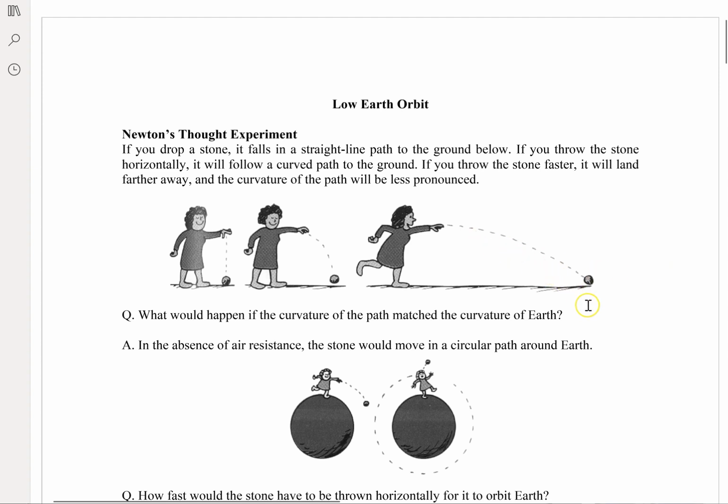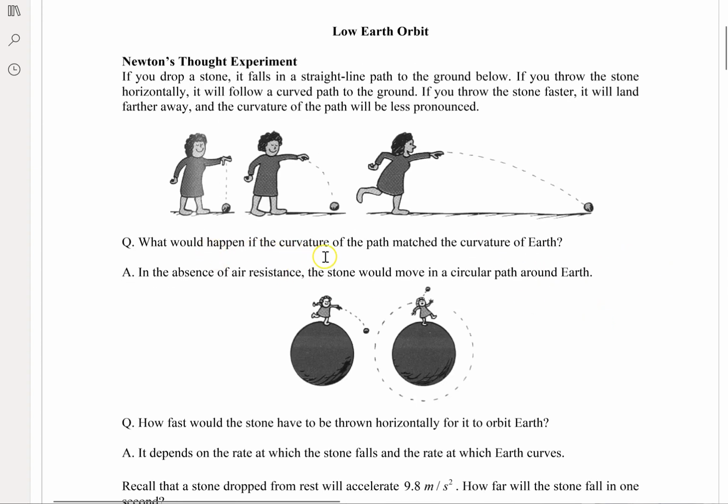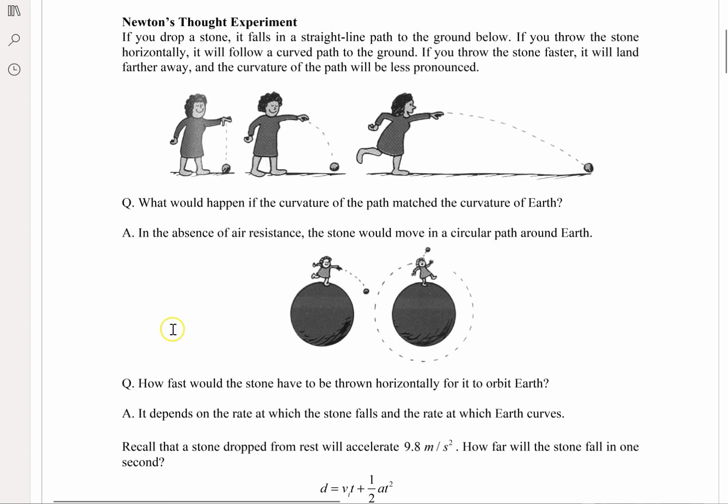Now his thought experiment was, what would happen if the curvature of the path, so this curvature here, matched the curvature of the Earth? So the stone is falling at the same rate that the Earth is curving. Well, then the answer is, in the absence of air resistance, the stone would move in a circular path around the Earth. So an orbit is you launch something hard enough off of the Earth that it's constantly falling, but it's never hitting the Earth again. It just goes around and around.